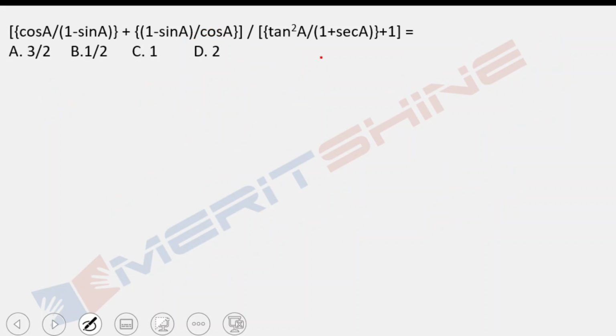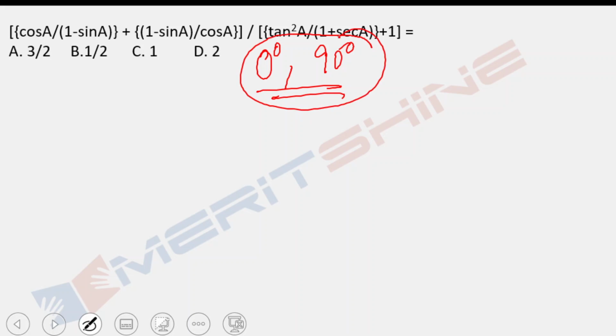45 to 50 seconds for this. Let's do it faster through the value putting method. What value should we put? Remember, while putting value, the best values to put are 0 degree or 90 degree in trigonometry. Why is it so? Because this can make a substantial part of your expression 0, leaving you with a smaller part of the expression and thereby easy to calculate.